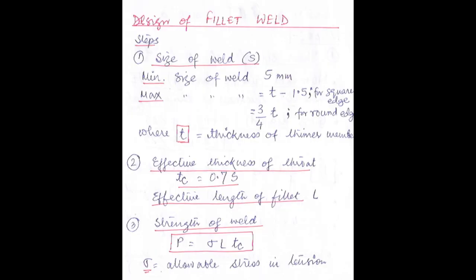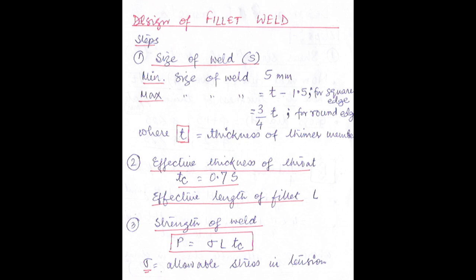Now I will discuss the design of fillet weld. Let us discuss the steps. The step number 1 is size of the weld, small s. These are the codal specifications as per IS 800. The minimum size of the weld must be 5 millimeter.